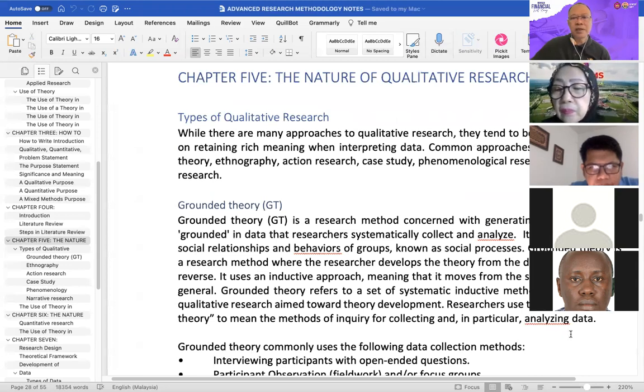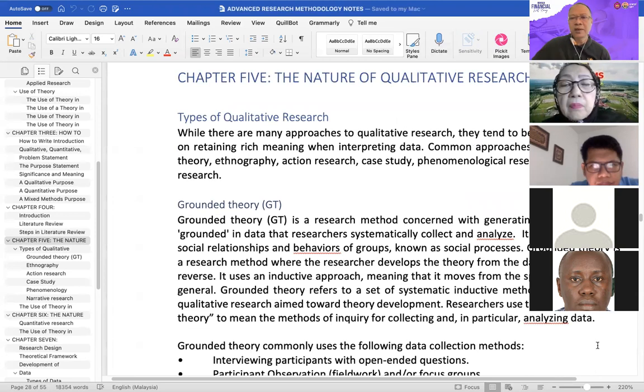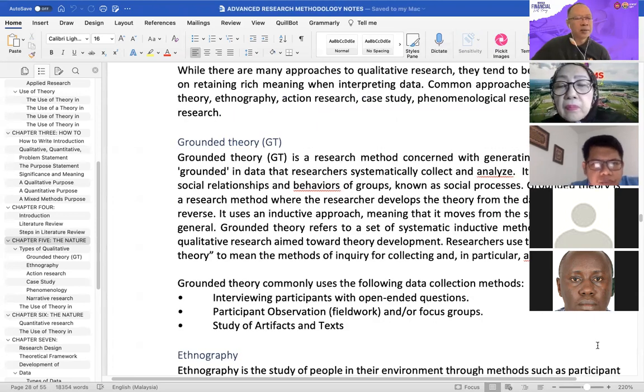Grounded theory is a research method concerned with generating theory. Start with data, and then from the data, analyze the data, get the empirical result. And from that, the researcher will attempt to form the theory. So grounded theory is a research method concerned with coming up with theory which is grounded in data. The theory comes from the data that the researchers systematically collect and analyze. It's used to uncover social relationships and behaviors of groups, known as a social process.